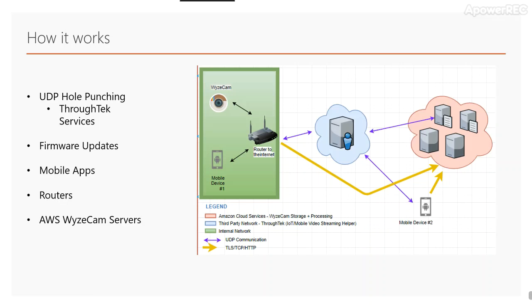Next we see the purple line. This represents the UDP traffic, and this is mainly used for the video streaming. And you'll see that these arrows are bidirectional. This is the way that we're actually able to communicate from outside the world back to your WyzeCam device. This is all via this ThruTech system that uses a capability called UDP hole punching.